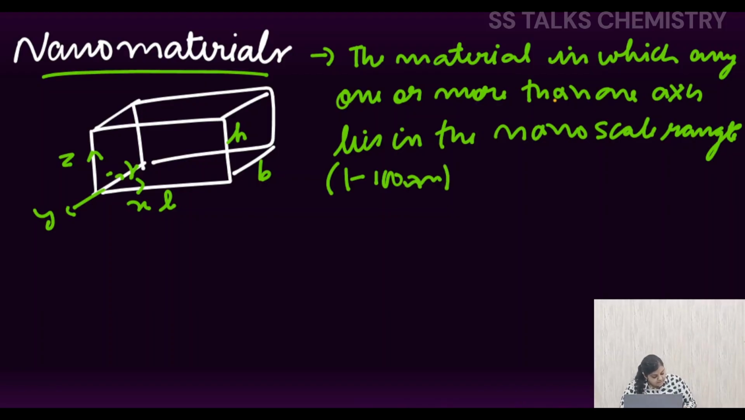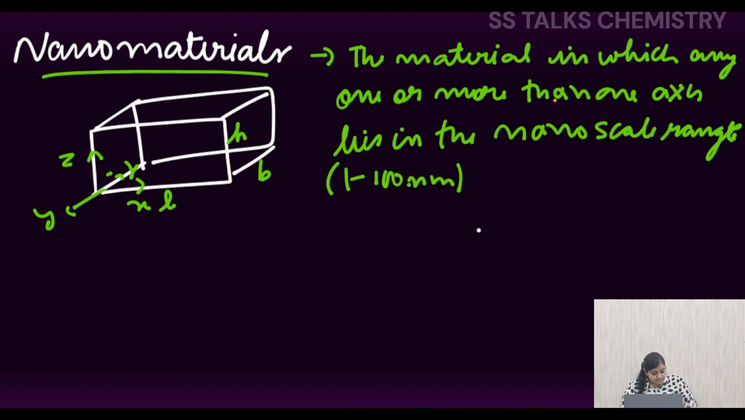That means suppose you have a particular species in which the x-axis, that is this length, is made to be in the nanometer range, while the breadth or height are in the normal range, that is bulk material range. Then we can say it is nanoscale. So one of the axes is made to fall in the nanoscale region, and we get a nanomaterial. Either one or more than one axis falls in that range. When you convert bulk materials to nanomaterials, the materials you prepare possess certain unique properties.